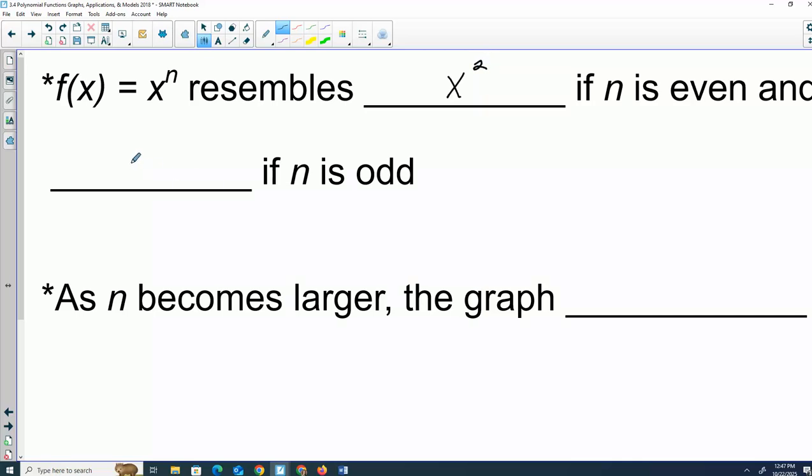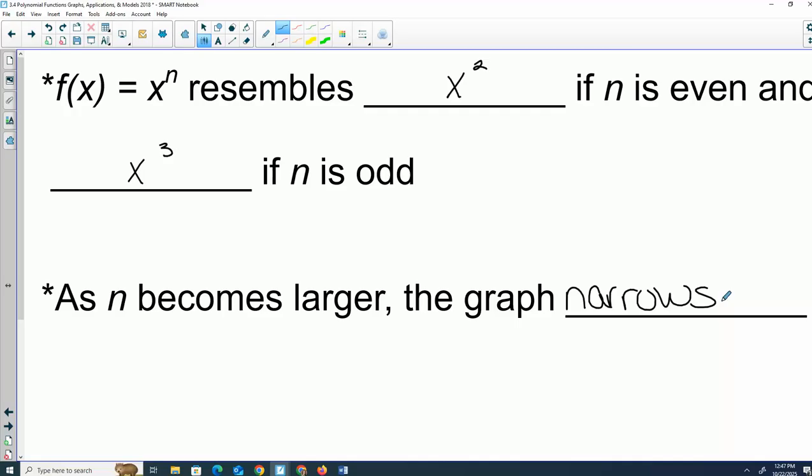So what we're seeing is, if you just have x to a power, it's going to look like x squared if that power is even, and it's going to look like x to the third if that power is odd. As that exponent gets larger, the graph narrows. It just gets skinnier and skinnier. All right, so this is really important.